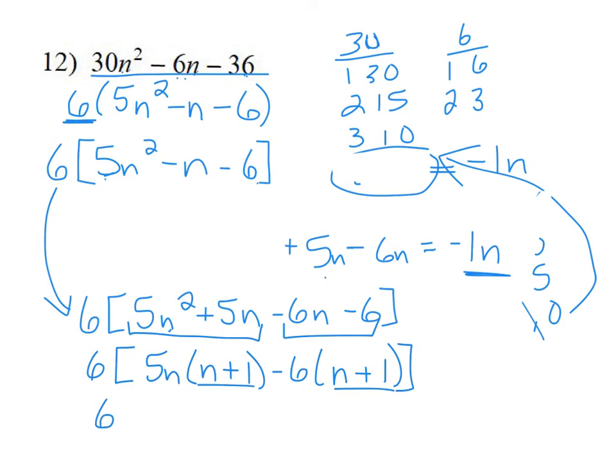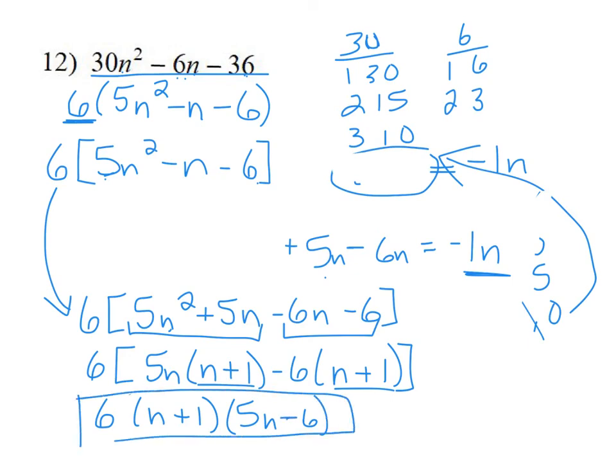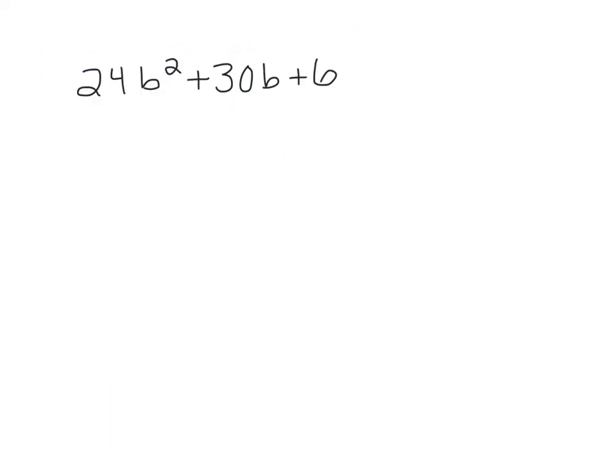I'm going to write the 6 again, and I can use just parentheses now because I know what's going to be in the binomials. I have n plus 1, and then what's left is 5n minus 6. This is the fully factored form of this expression. We can't leave out the 6, can't leave out any of the binomials, because otherwise we wouldn't get back to the original expression. Alright, go ahead and pause the video and try this one on your own.